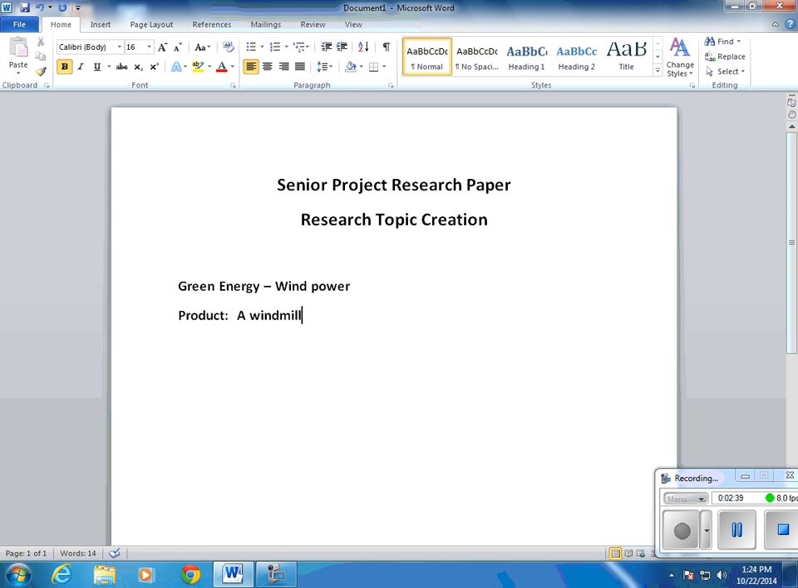So understand that your topic is not necessarily just going to be over windmills. Now, if you can find a pretty direct link between windmills and your research topic, that's awesome. That's just going to make it a stronger link. But understand that you don't have to have a true direct link here. It only has to be a thread of relation.